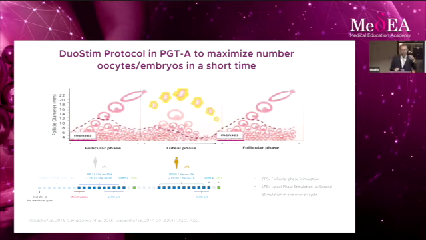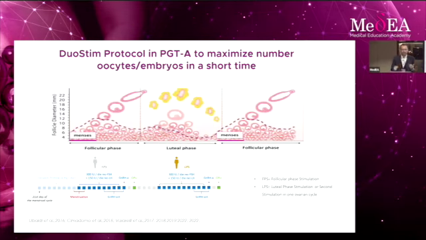The first experience regarding the double stimulation was Shanghai protocol. In Shanghai protocol, the authors used the different stimulation, different gonadotropin, different protocol in the first and the second stimulation. Our goal was to compare two identical stimulation in the same ovarian cycle in two different follicular waves.